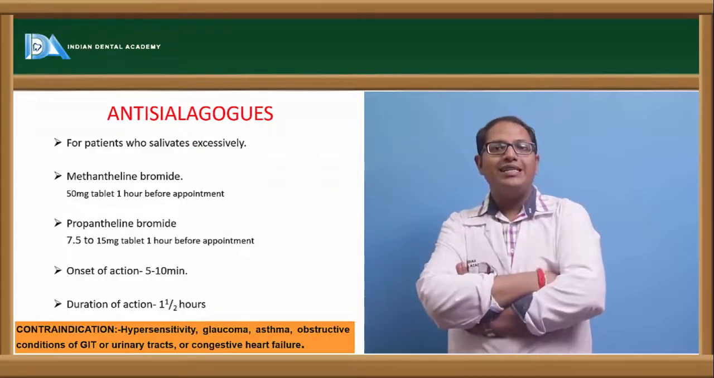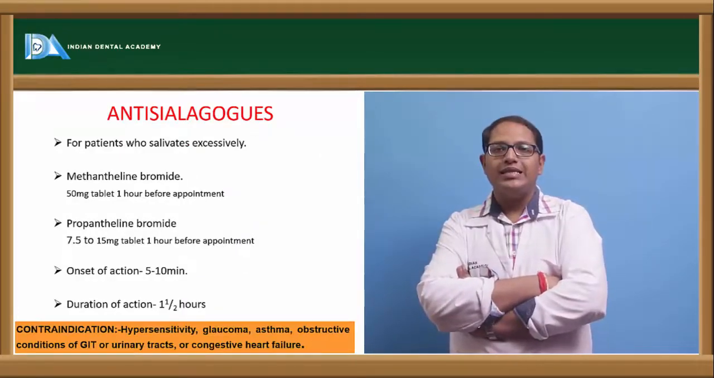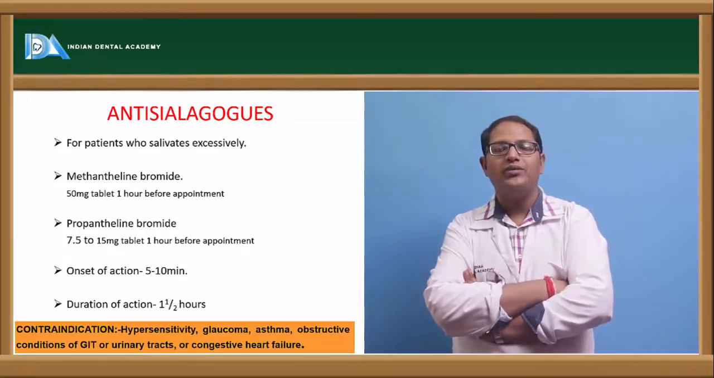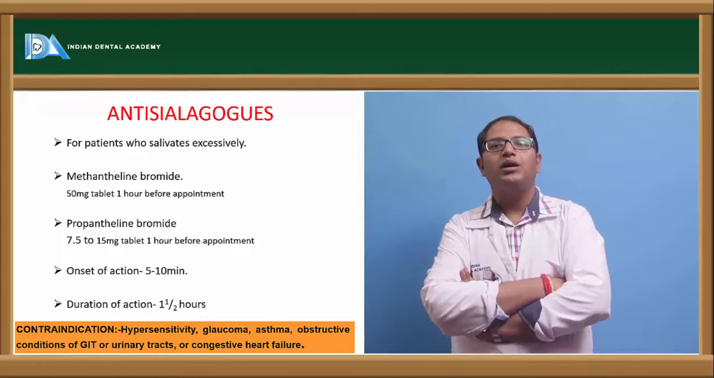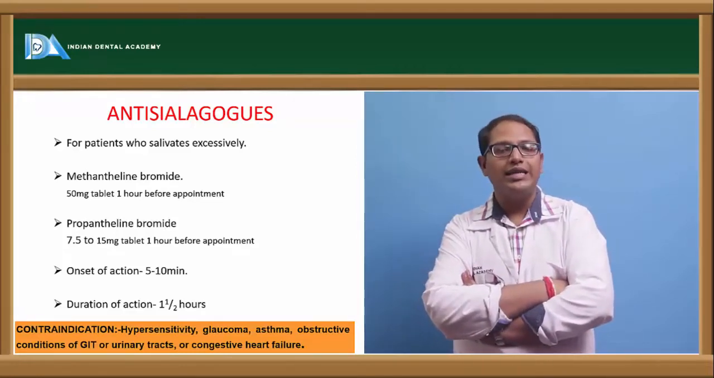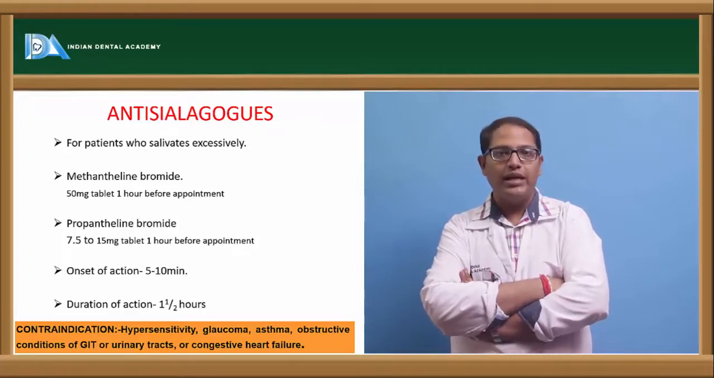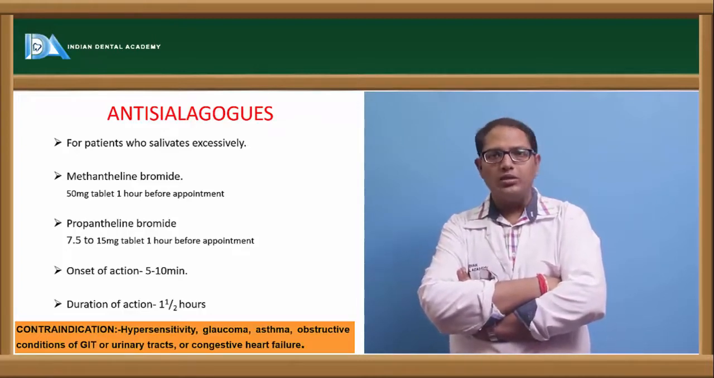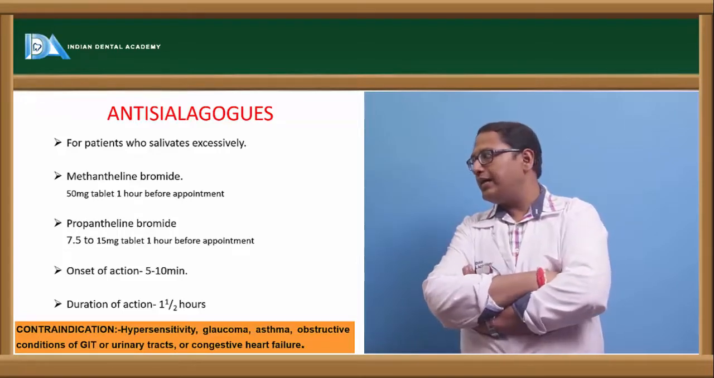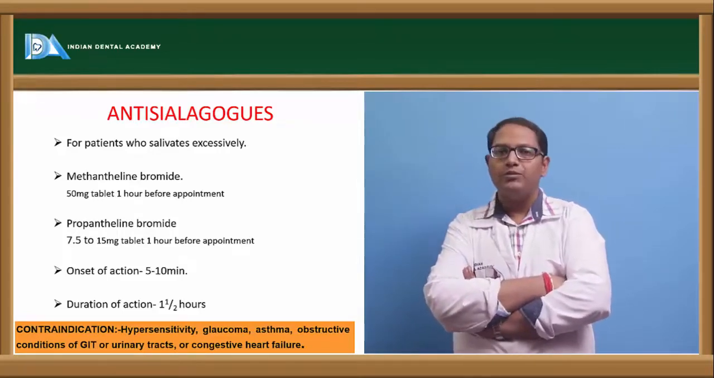Now coming to antisialagogues. Antisialagogues are those medications which will not allow the saliva flow to be more, or reduce the saliva flow. Now there are two main important antisialagogues that we should know as a prosthodontist or an oral surgeon or a dentist per se: methantheline bromide and propantheline bromide.